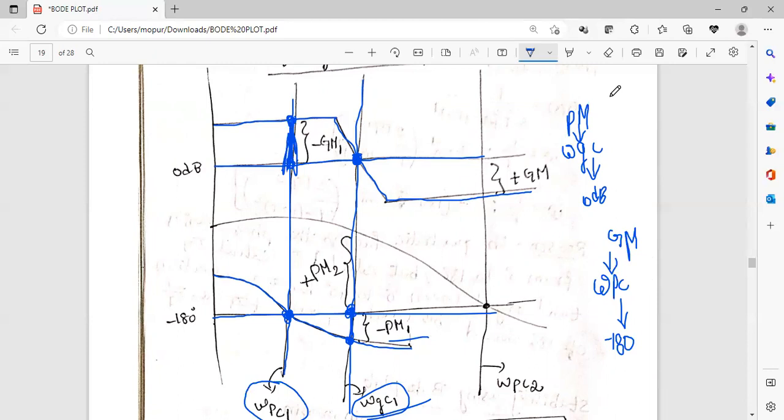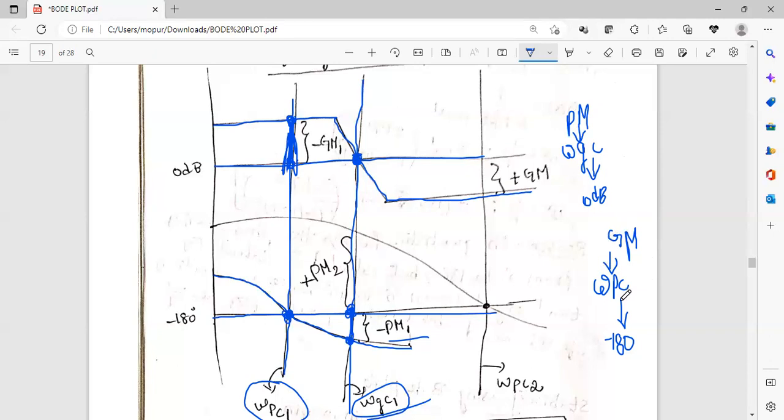How to get this phase crossover frequency? Phase crossover frequency is the frequency at which the phase angle plot coincides with the minus 180 degree line. Remember the definitions carefully and understand, don't get confused. So phase margin means gain crossover frequency. Gain margin means at phase crossover frequency. Now you understood after drawing the Bode plot how to extract the phase margin, phase crossover frequency, and gain crossover frequency.